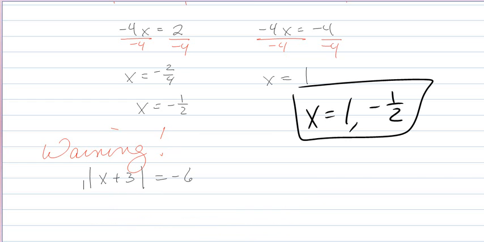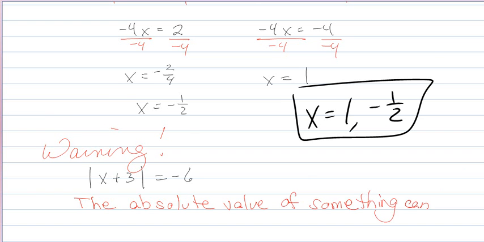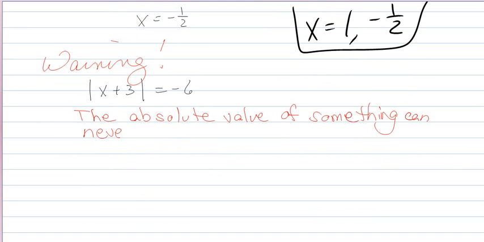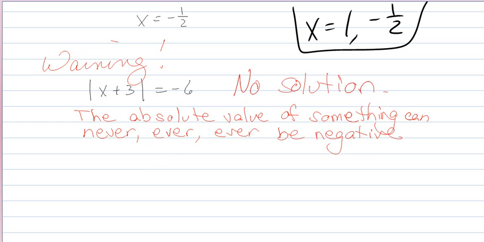There's something very critical going on here. And that critical thing is this: you have to recognize the absolute value of something can absolutely never, ever, ever be negative. So if you have an equation that says the absolute value of something is negative, this means that there is no solution. They're trying to pull one over on you.